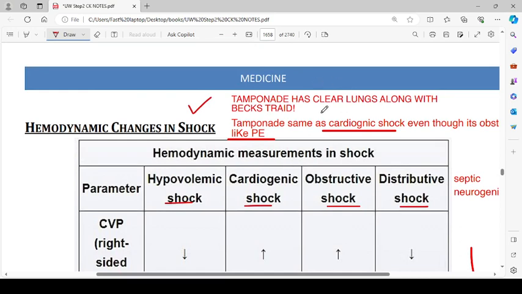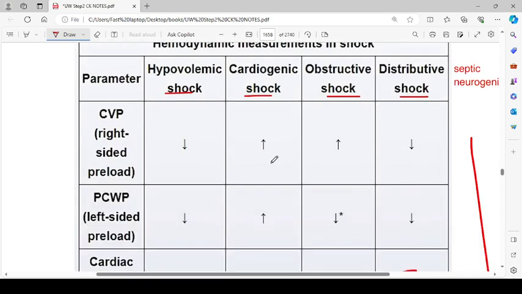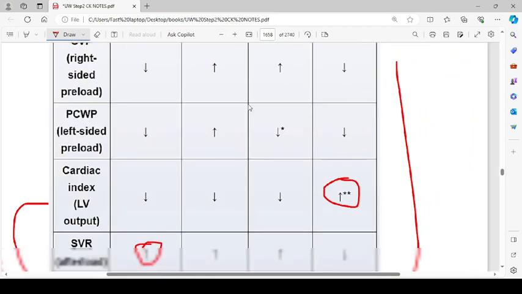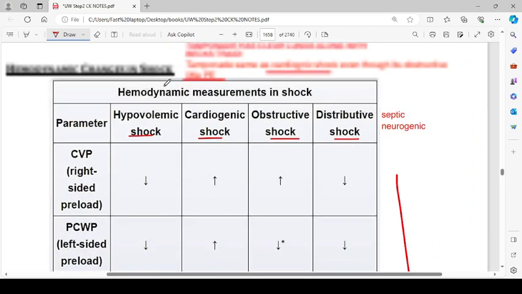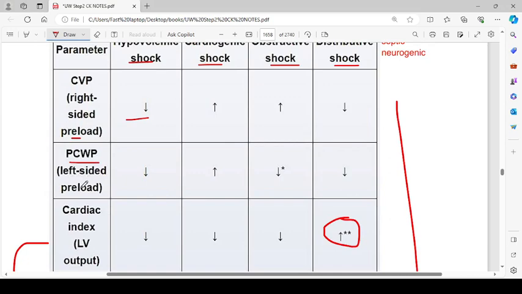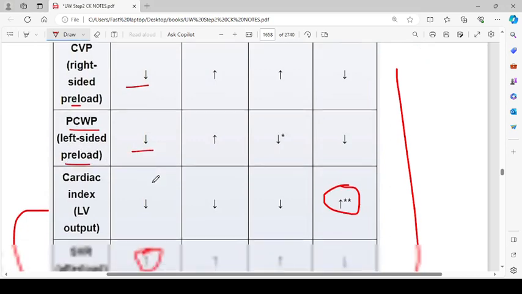Tamponade has clear lungs along with, okay, let's read them and then we'll go to the side information. So they're saying that in hypovolemic shock, the central venous pressure, which is on the right side, that is because of preload, it will be decreased, and that makes sense as well because in hypovolemic shock, the volume is decreased, so less volume is reaching the right atrium. Pulmonary capillary wedge pressure, left-sided preload, it will be decreased.